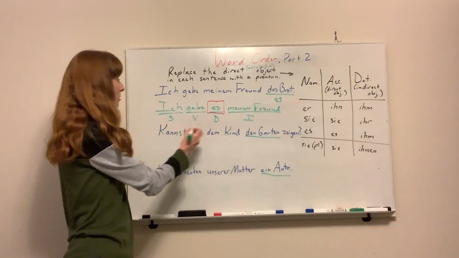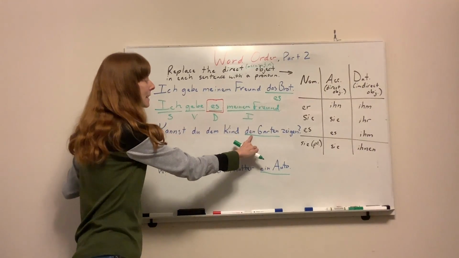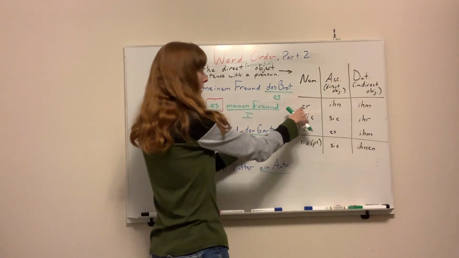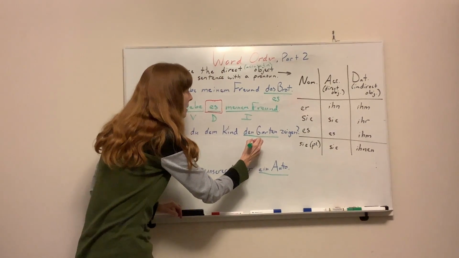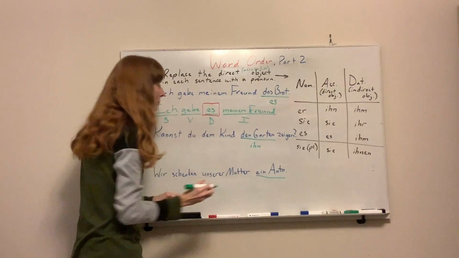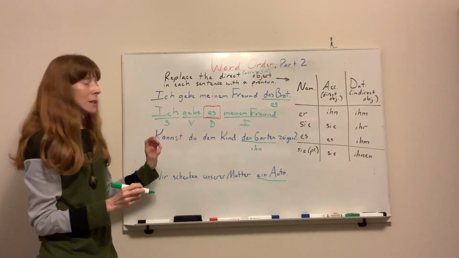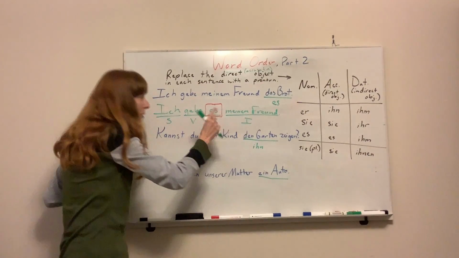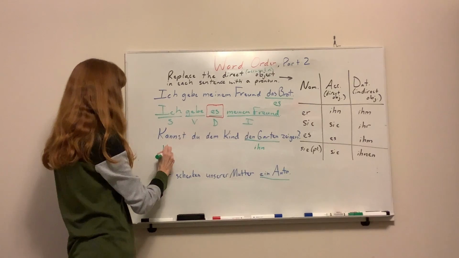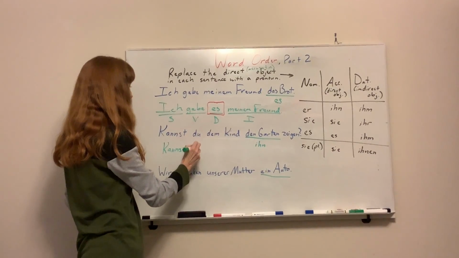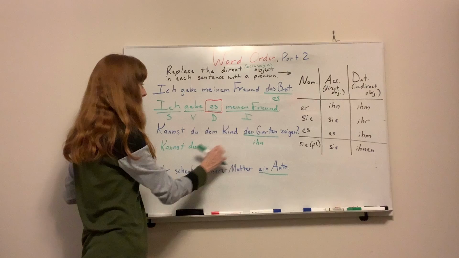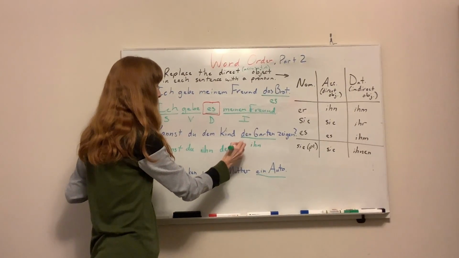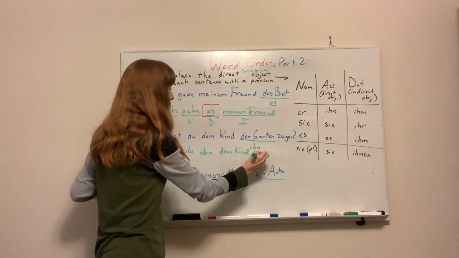Okay, next one. Kannst du dem Kind den Garten zeigen? Den Garten, well, we know that's accusative, masculine. So we go over here and put ihn in there. Once again, we're going to have to put that little bitty word here in the middle to protect it. So we'll get something like this. Kannst du ihn dem Kind zeigen?